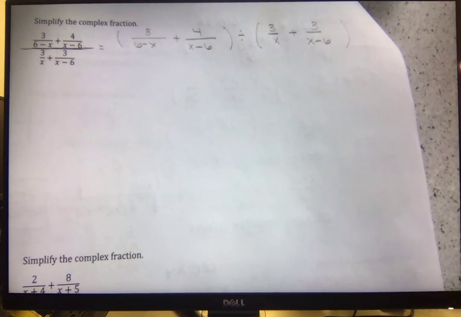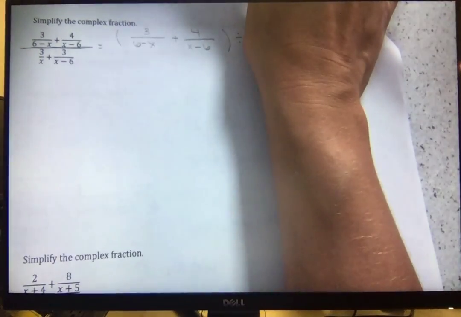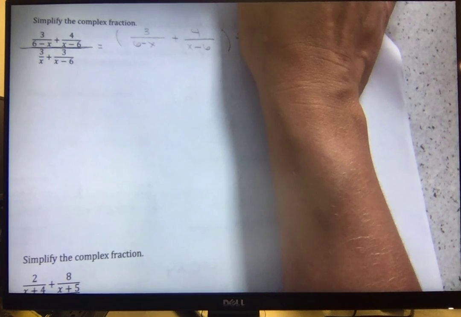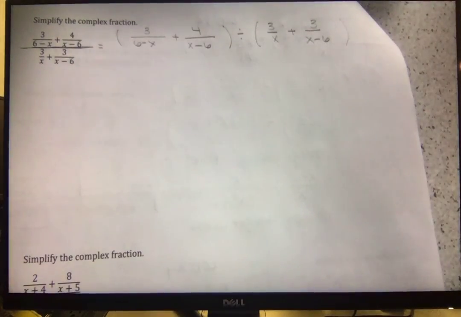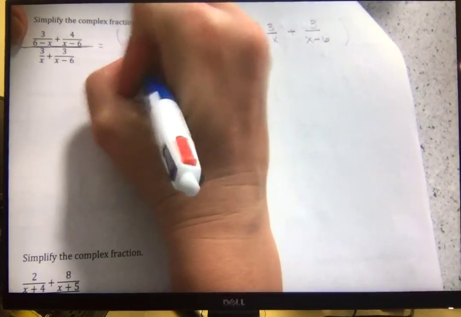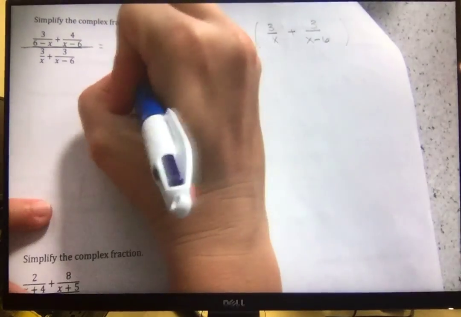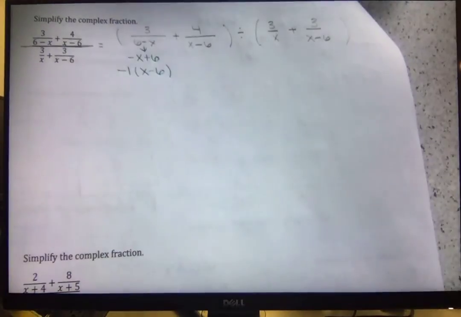Looking at this, we are doing whatever's inside the parentheses first, so we are only dealing with these two fractions, adding 3 over 6 minus x plus 4 over x minus 6. Are these like terms? No, we need to make them like terms. For the first one, let's flip this around so we have negative x plus 6. The other one is x minus 6. To get common denominators, factor out that negative 1. So we have negative 1 times x minus 6 in our first denominator and x minus 6 in the second.